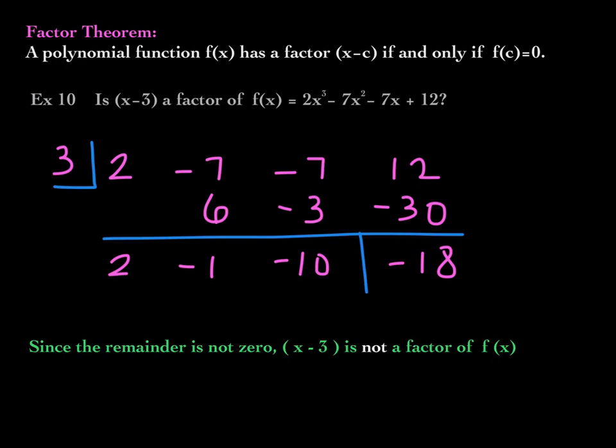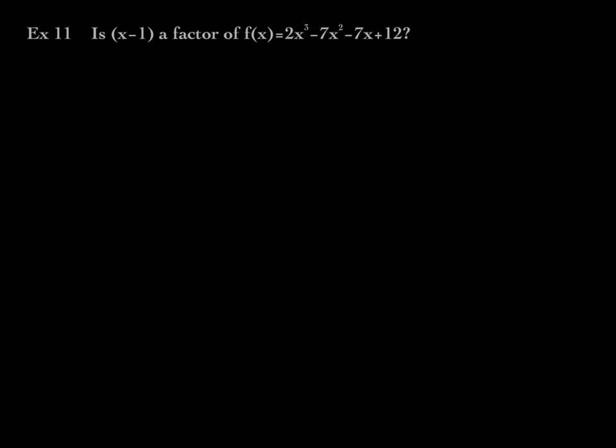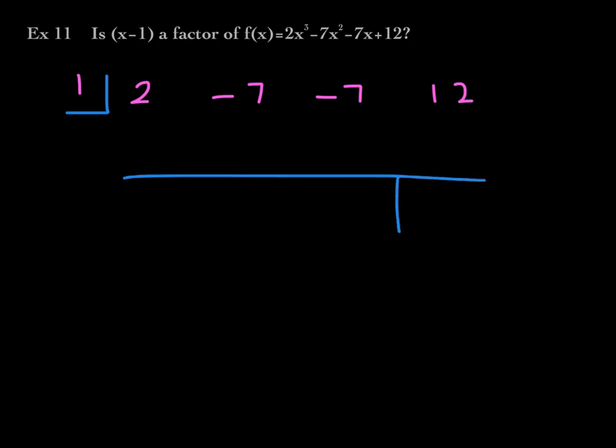Let's look at another example. All right, another question. What about x minus 1? Is that a factor of this polynomial? Let's do the same approach. Remember, take the opposite of what you see right here because it's in factored form. So x minus 1 would be positive 1 out there. Now remember, we are keeping our eye on the remainder. If the remainder is 0, then we can say x minus 1 is a factor.